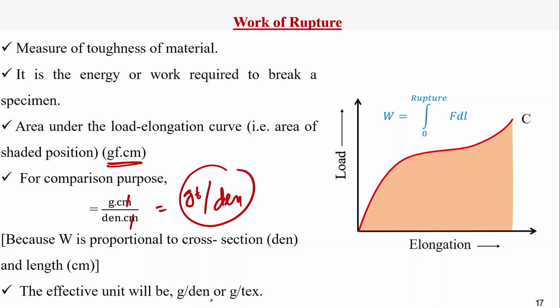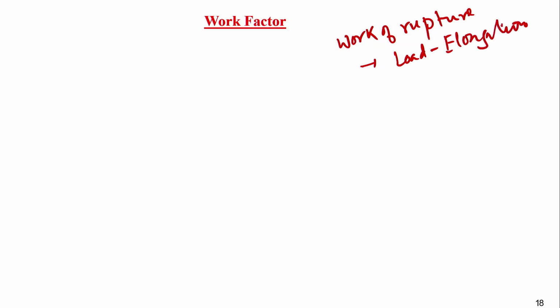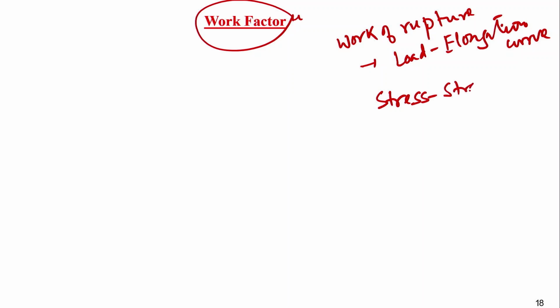So, effective unit gram per denier, gram per tex, centinewton per tex we can express. Now, our next parameter is work factor. So, we must remember one thing, that in work of rupture we are talking about the load elongation curve, but in work factor we will deal with the stress strain curve. This difference we must remember.